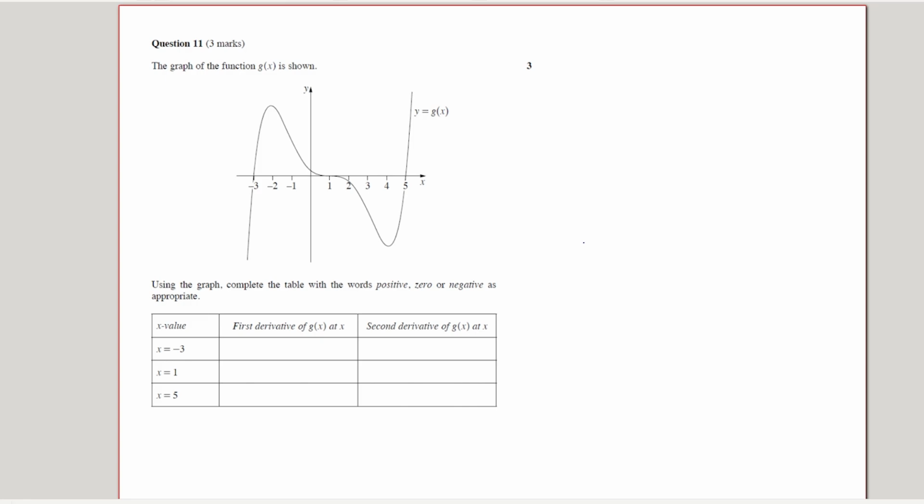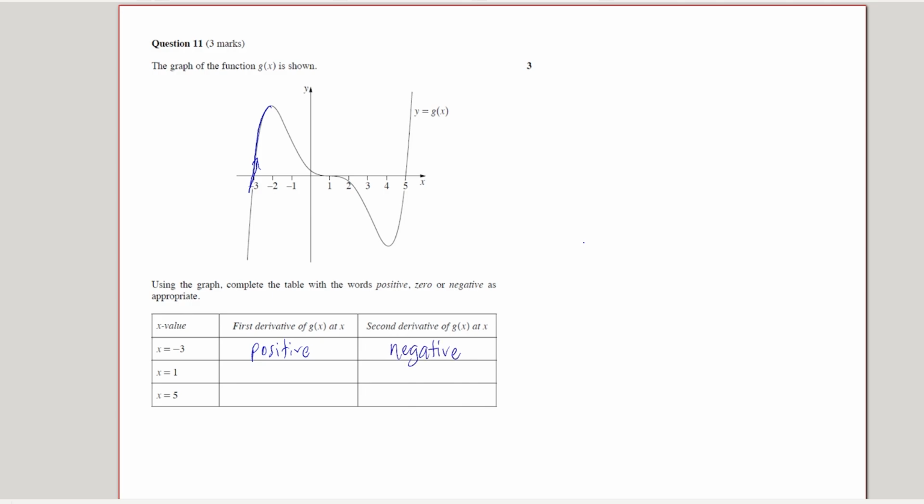So when I look at x equals negative 3, it's going upwards. So the first derivative has to be positive. Now, when we're looking at the second derivative, what I like to do is think of it as which branch is it part of. It's part of this branch, and that's concave down. So that has to be a negative second derivative.